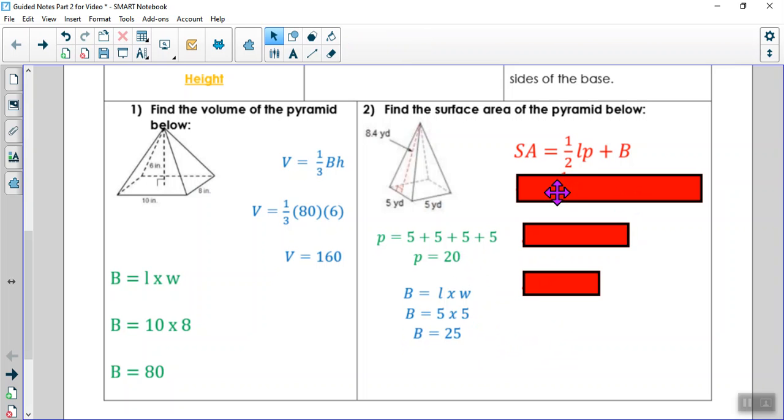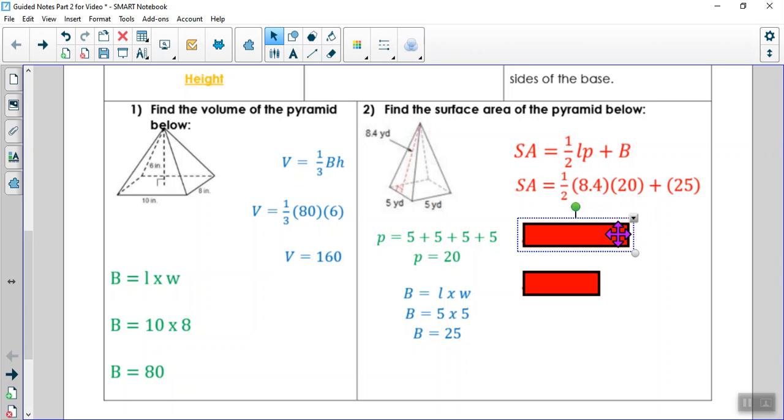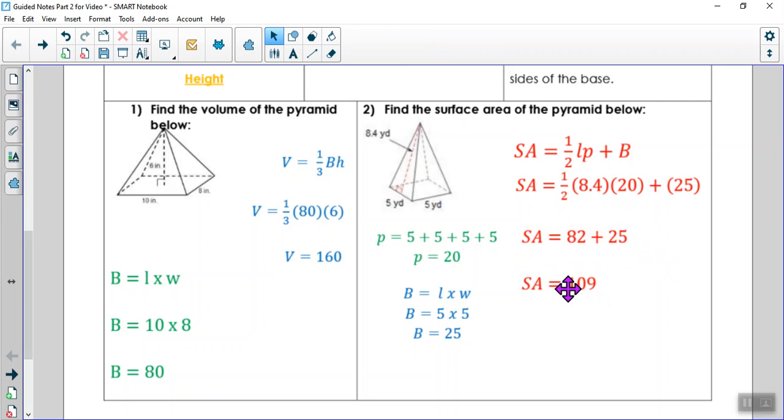Okay, so now we're going to take those numbers and plug them into our formula. So we have 1/2. L is the slant height, so remember it's that diagonal height across the side, which they gave us, 8.4. P is the perimeter, which we found, which is 20, plus area of the base, which was 25. So now I'm going to multiply these first three numbers together, 1/2 times 8.4 times 20. I got 82. And then to find our final surface area, we're going to add those two together. And my final answer here is 109.